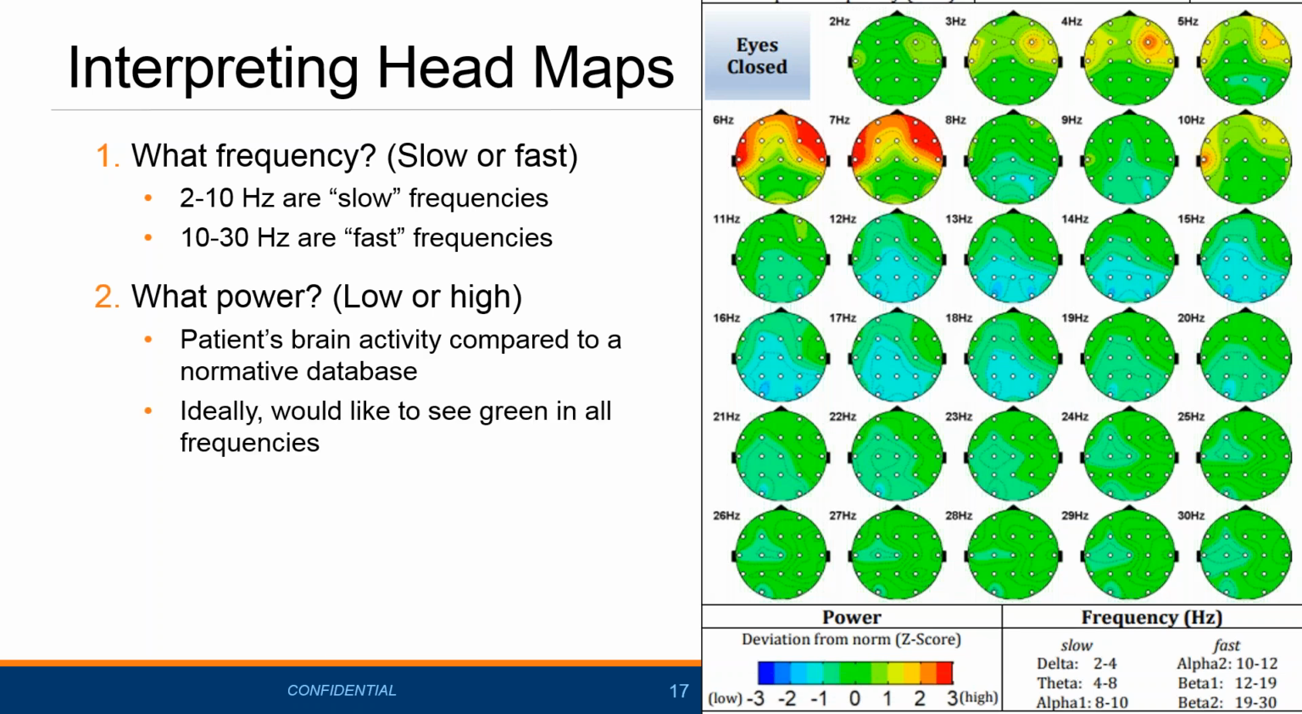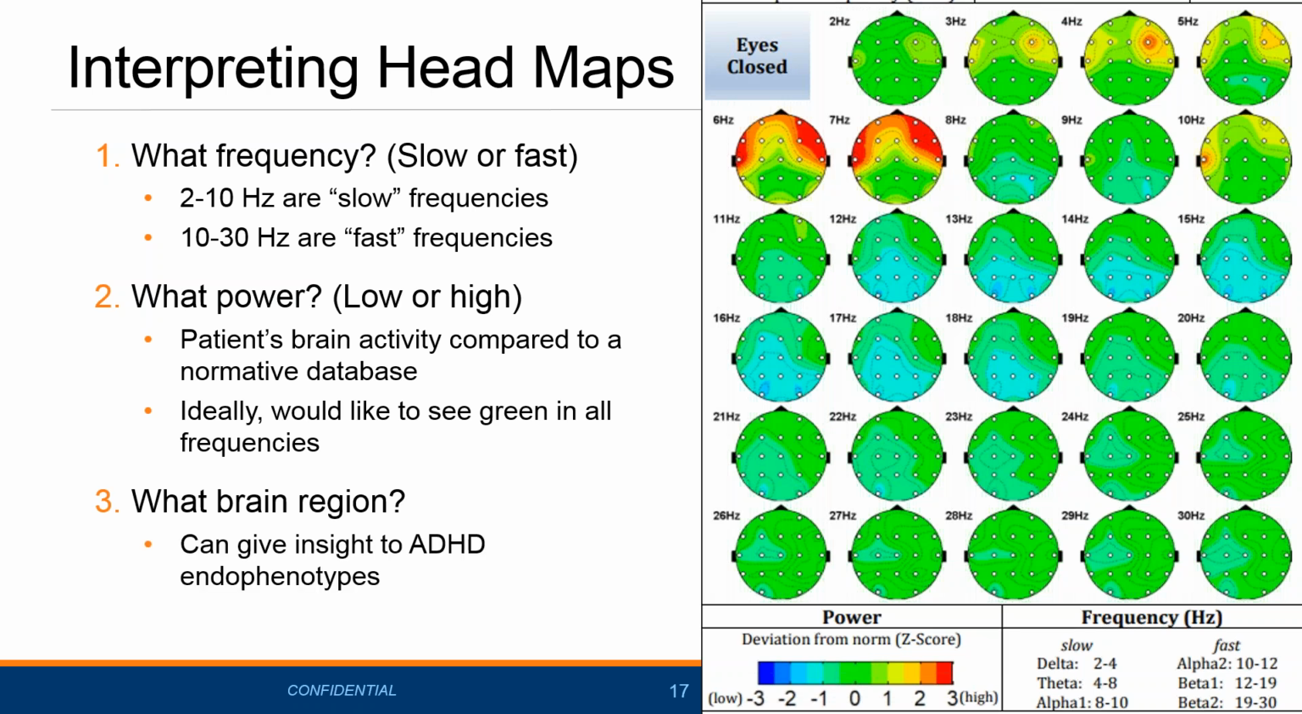Now remember, we're comparing this to norms, so ideally we'd like to see green in all frequencies. Green would mean that my patient doesn't significantly differ from a controlled database. And finally, we're interested in what brain region our dysfunction is in. Now, this is really important when you're considering patients with potential ADHD, because it can give you insight into different endophenotypes or different subgroups of ADHD. And it can also be used to guide treatment strategies. So is this patient going to respond well to stimulants, or should I take a neurofeedback approach?